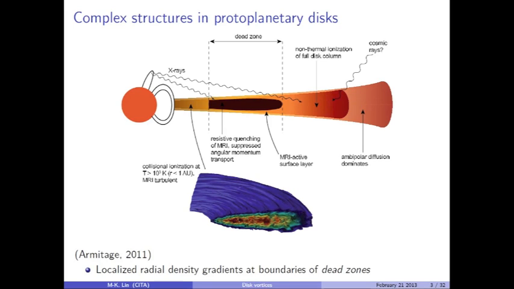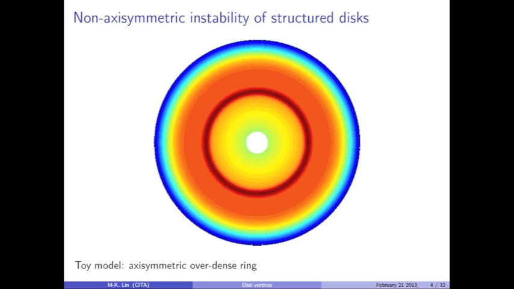And to answer this question, we can start with a simple toy model. So we can just consider an axisymmetric overdense ring embedded in a smooth disk. So this density ring could represent some kind of localized feature in the disk. So you can set this up on a computer and just evolve the system and see what happens.